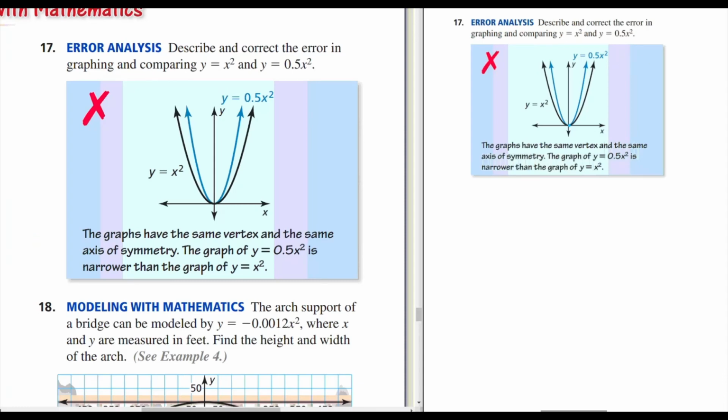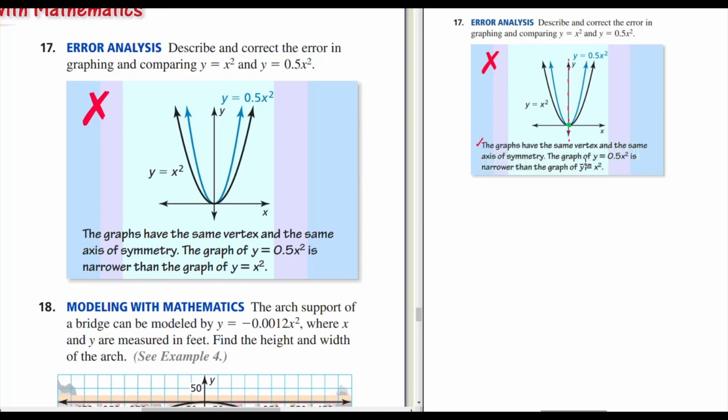Last question, number 17. Describe and correct the error in graphing and comparing these two graphs. The blue graph is y equals 0.5x squared. The black graph is y equals x squared. Down here it says the graphs have the same vertex. Remember, the vertex is just the highest or lowest point. In this case, they both have a lowest point, so that's correct. They have the same vertex and the same axis of symmetry. The axis of symmetry splits the graphs in half, and yep, the y-axis splits both of those equally in half.